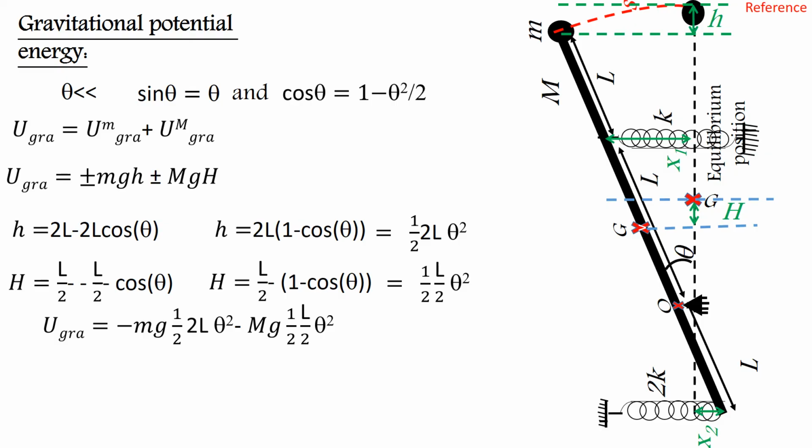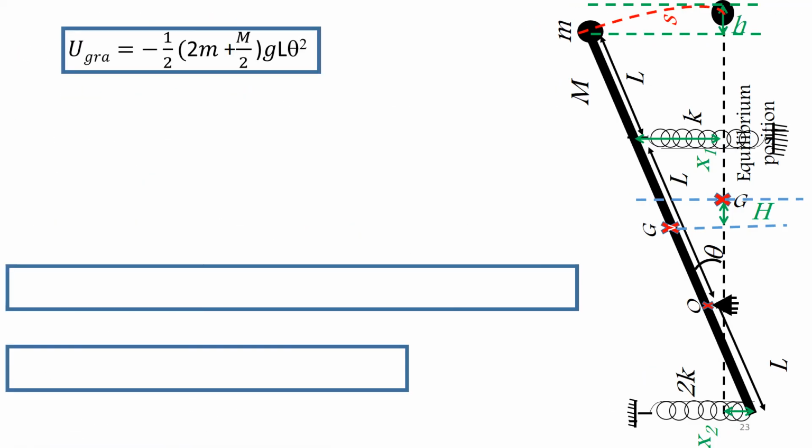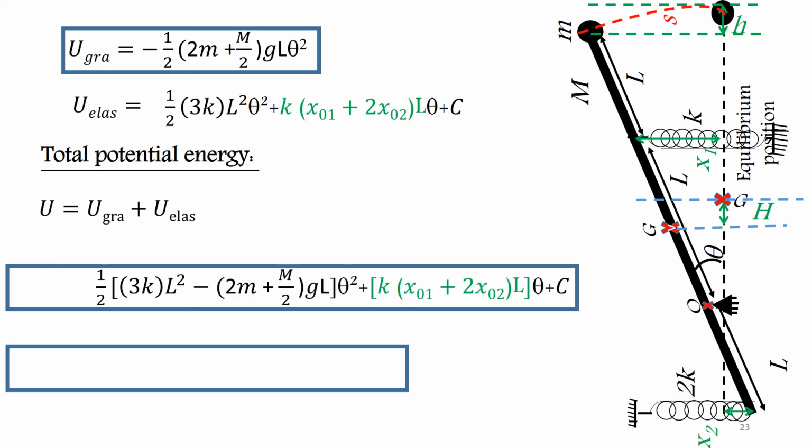By replacing in both expressions of U gravitational, you see I put minus and not plus. Why? Because you can see in the picture that the current position is under the reference. The same thing here. The current position is under the reference. That's why we put minus. And U gravitational is this one. Now, U elastic is the same as previously, it doesn't change, and the U total is the summation, and we get this expression.